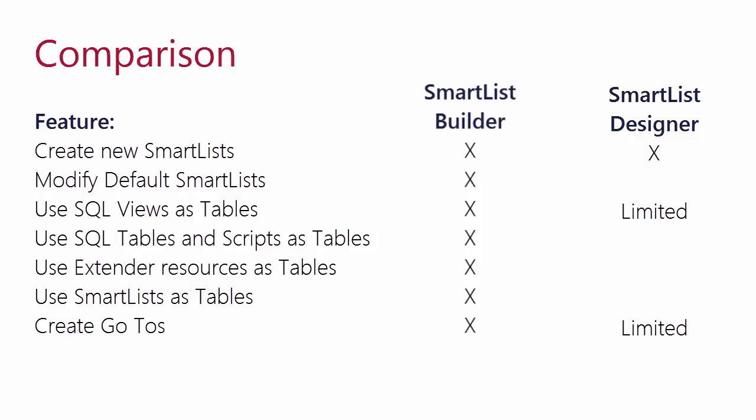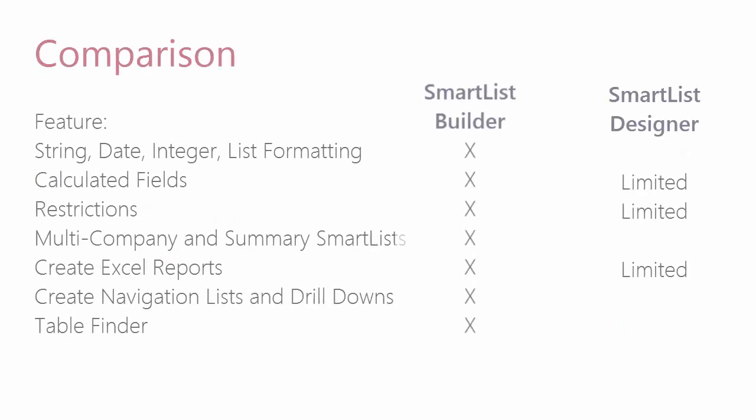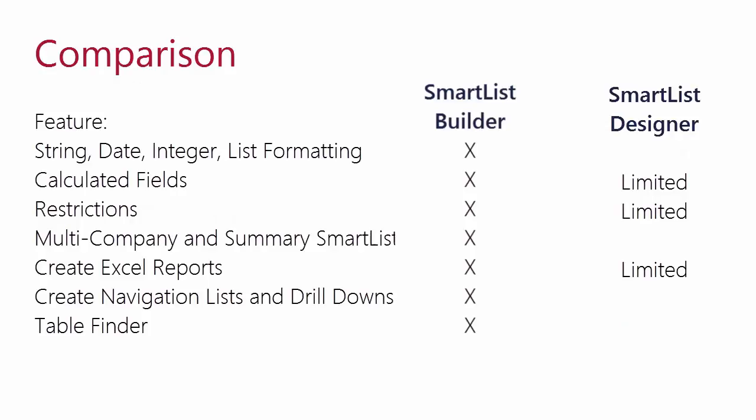Creating go-tos is available within both products, but it is limited in SmartList Designer as it doesn't have as many options as SmartList Builder does, such as going to any GP window that you would like. SmartList Builder gives you the ability to format your string, date, integer, and list fields, whereas SmartList Designer has limited functionality on the formatting and basically is just being able to set the currency.